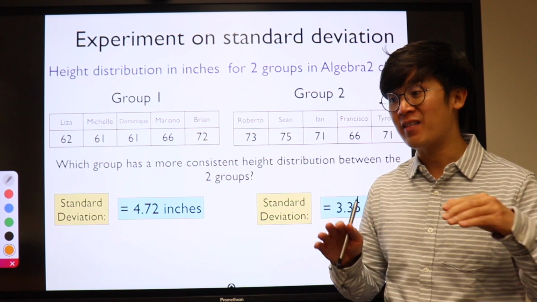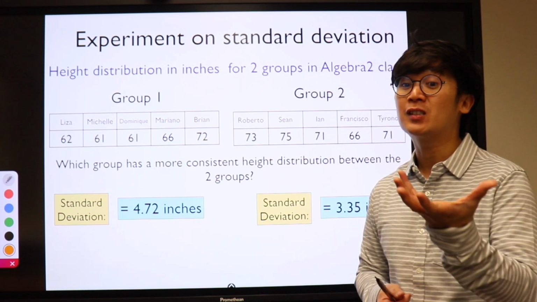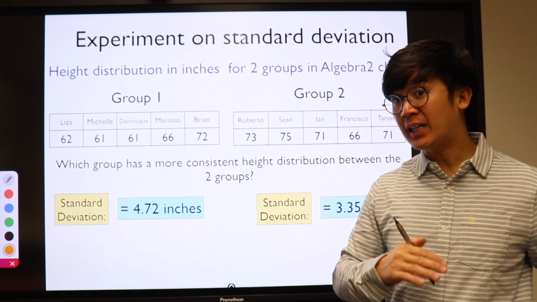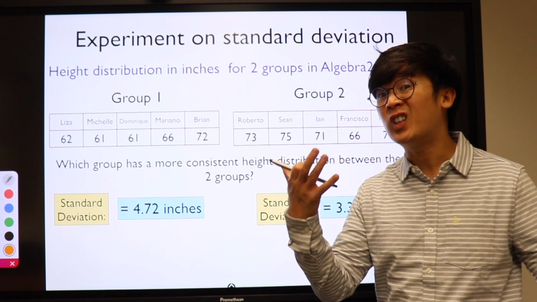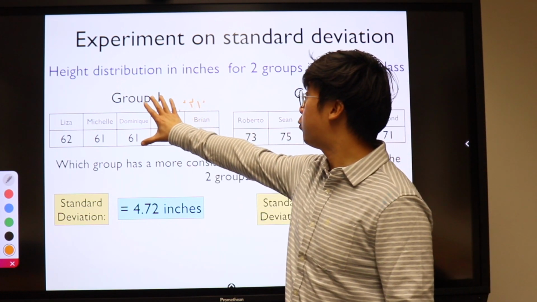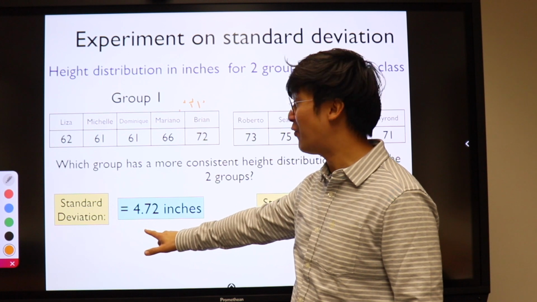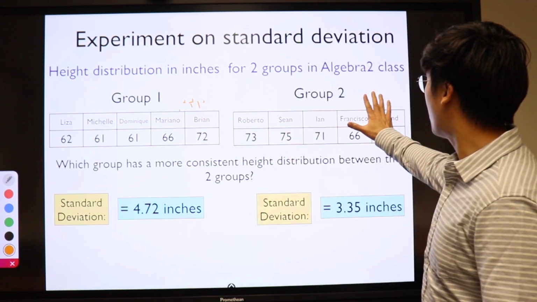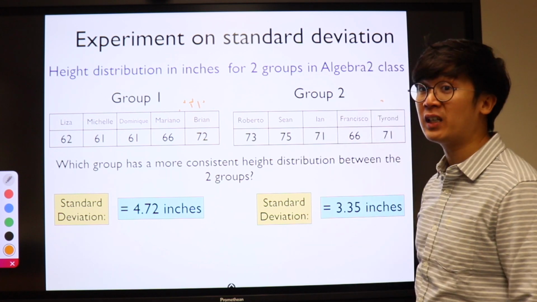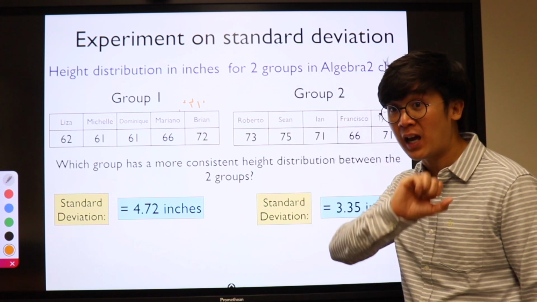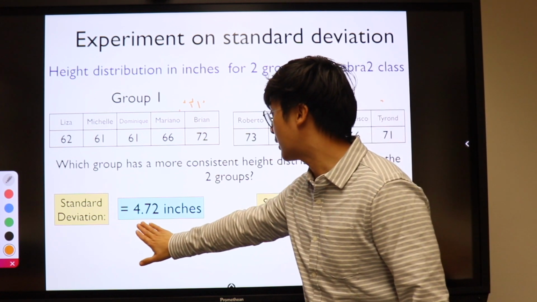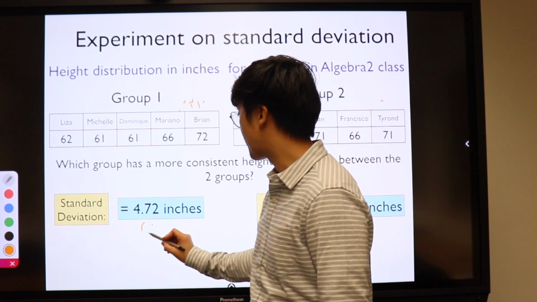In mathematics, the lower your standard deviation is, the more consistent, or the less variable, your data is. When we say less variability, it equates to a more consistent data set. So my group 1 students have an average height difference of 4.72 inches, but my second group of students have an average height difference of only 3.35 inches. Can you visualize the difference now between group 1's height and group 2's height? That is because of the standard deviation.